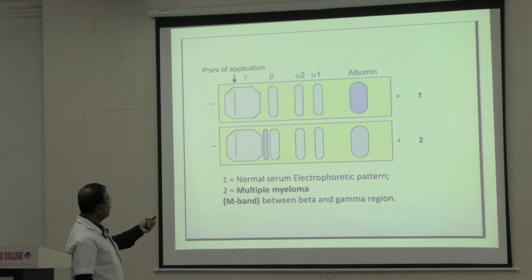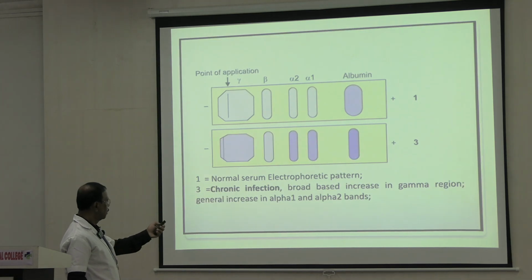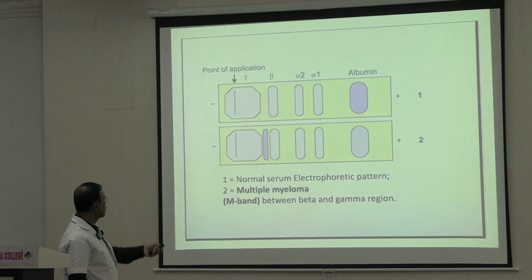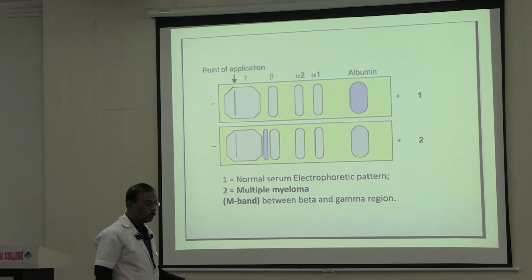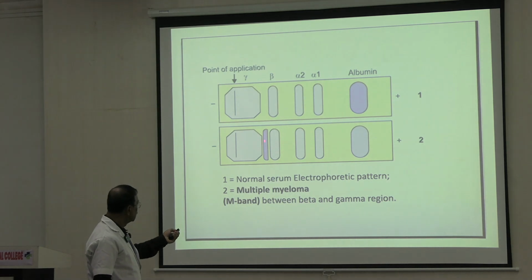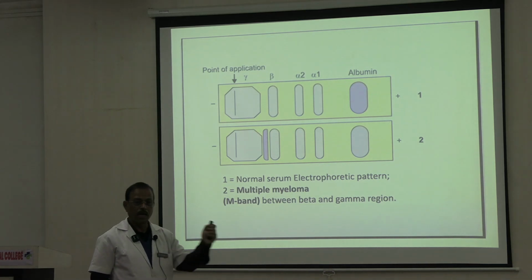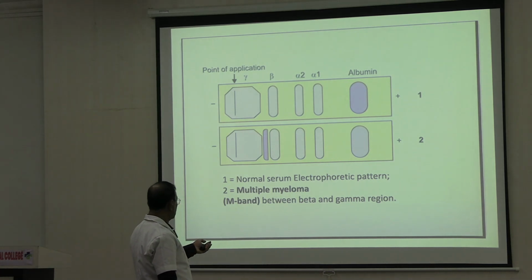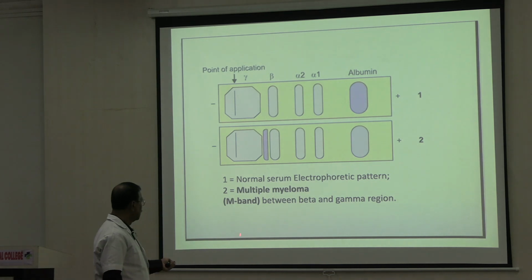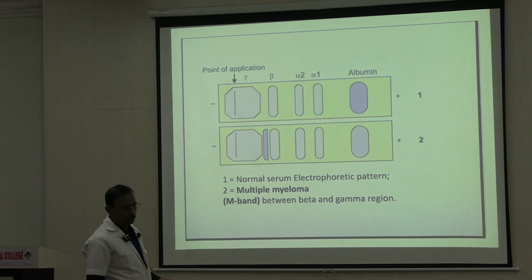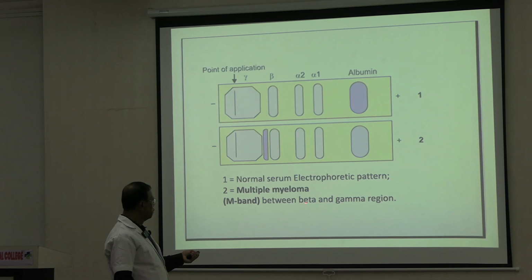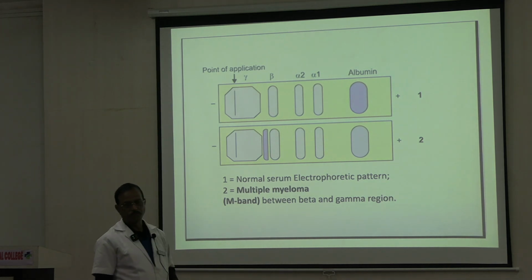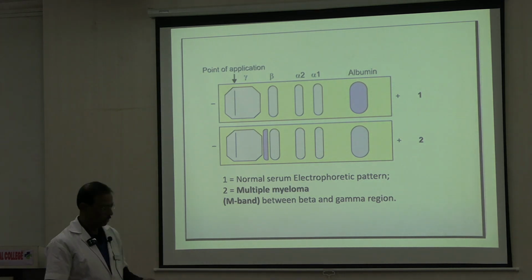So here is the normal serum pattern, and in multiple myeloma, what I was telling, this is the place of fibrinogen. Here we get the M-band. So there will be an M-band in case of multiple myeloma between the beta and gamma region. Understood now?